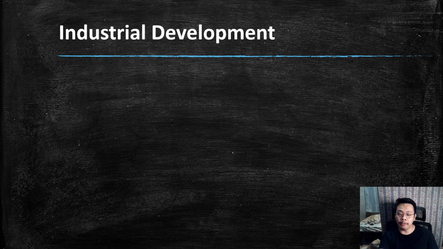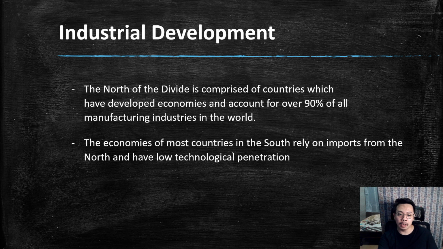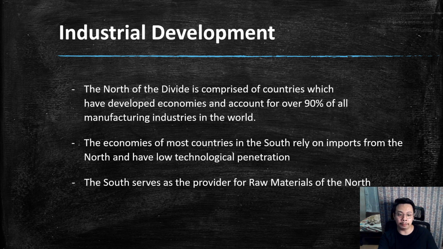For the industrial development, the north of the divide is comprised of countries which have developed economies and account for over 90% of all manufacturing industries in the world. The economies of most countries in the south rely on imports from the north and have low technological penetration. The South serves as the provider for raw materials of the North.